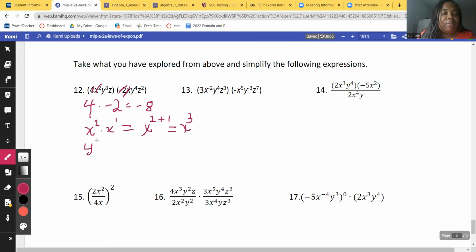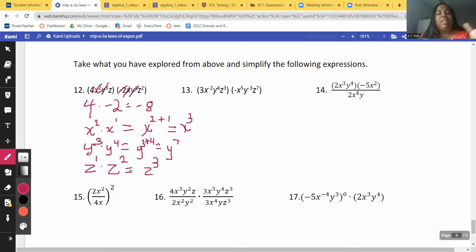y to the 3rd times y to the 4th. We know that they have the same base. That's y to the 3 plus 4 power. So that ends up being y to the 7th power. Let's look at our z's. So the y's are done. Our z times z to the 2nd. We have another z that doesn't have a power, so we could give it a 1. So that's z to the 1 plus 2 power, which is z to the 3rd power.